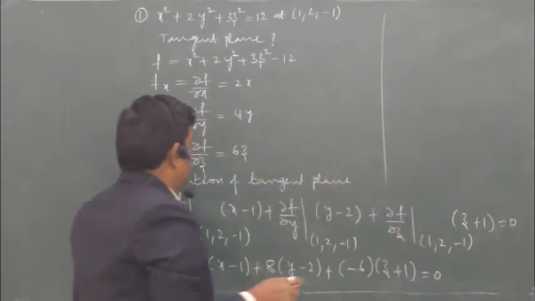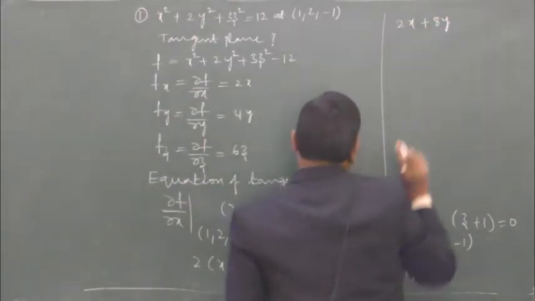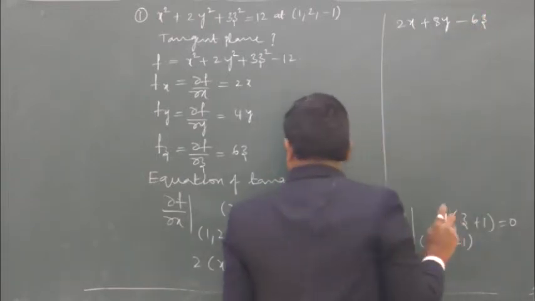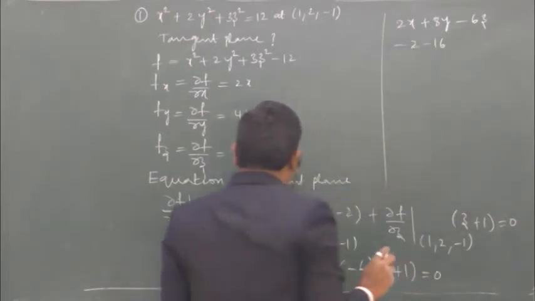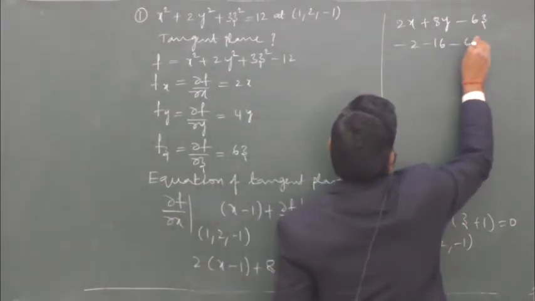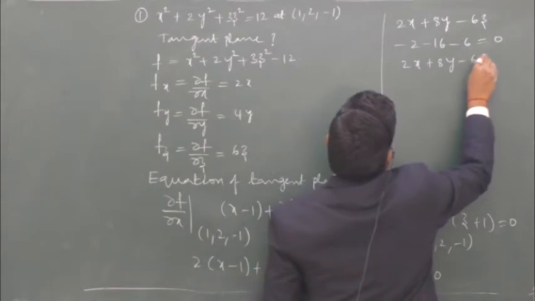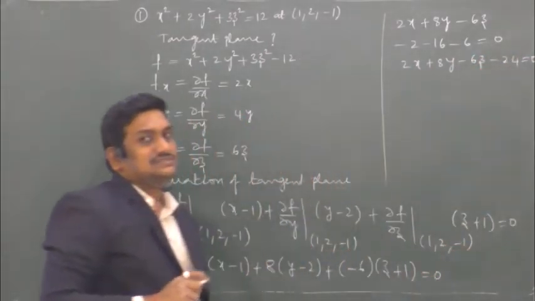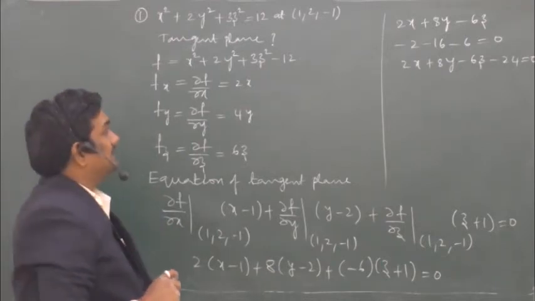Now this will be 2x plus 8y minus 6z minus 2 minus 16 minus 2 minus 16 minus 6 equals 0. So it is 2x plus 8y minus 6z minus 24 equals 0. This is the equation of the tangent plane at the point (1, 2, -1).